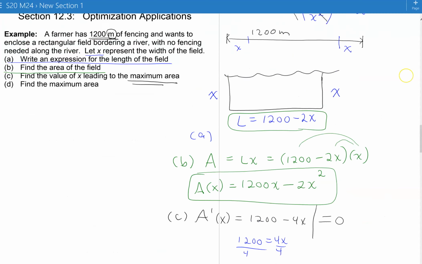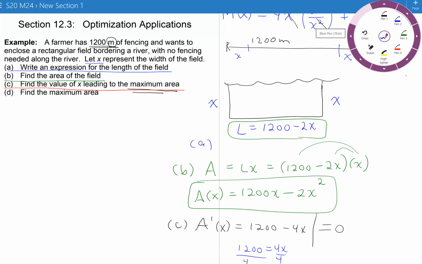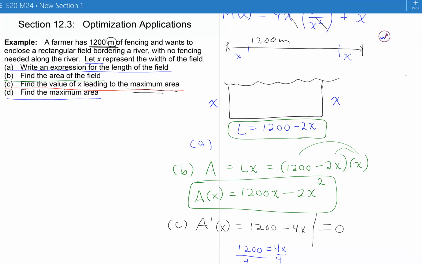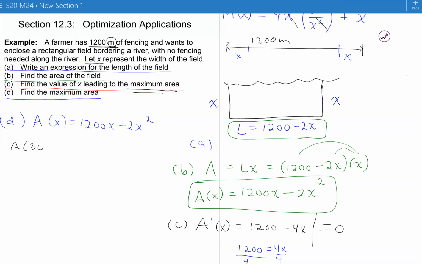Okay, so that was C. Find the value of X that gives you a maximum area. Then D is find that maximum area. Well, we have an area equation that says A of X equals 1200X minus 2X squared. So let's put 300 into that equation.